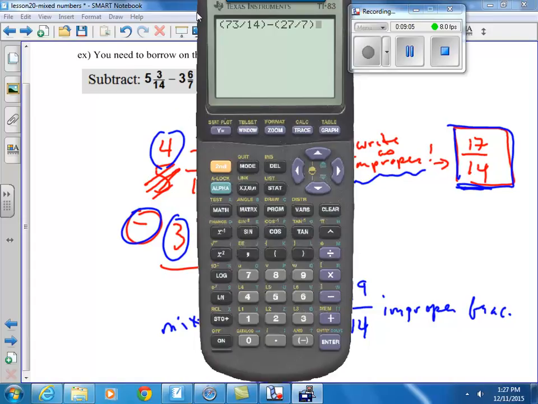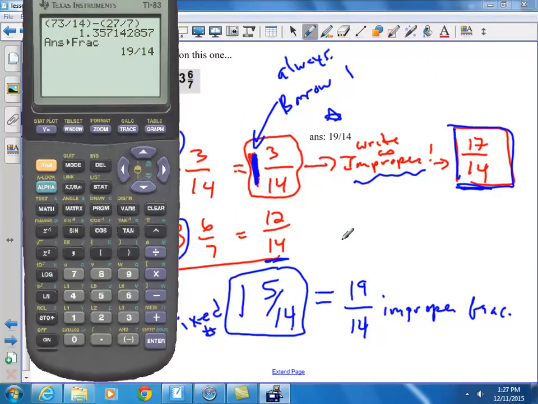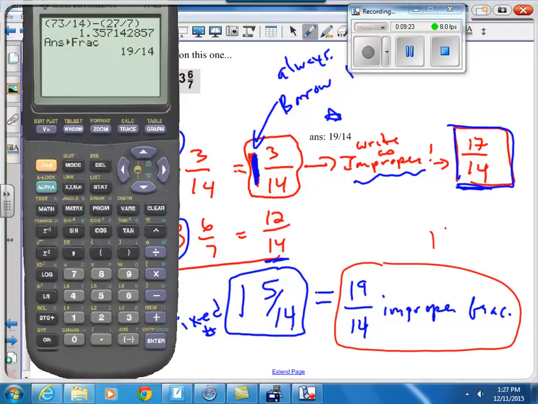So write it as two improper fractions in your calculator minus each other and hit enter. And then hit math frac. See? 19/14 is the final answer. So it'll take a decimal and store it as a fraction. And guess what? 19/14 is what we got. So it's just nice to check.